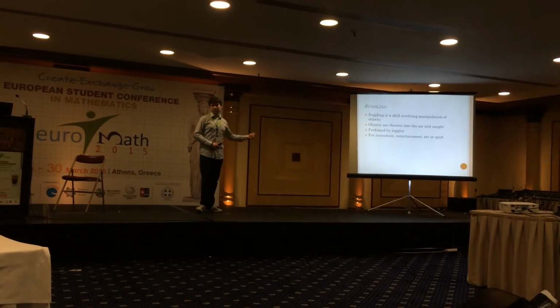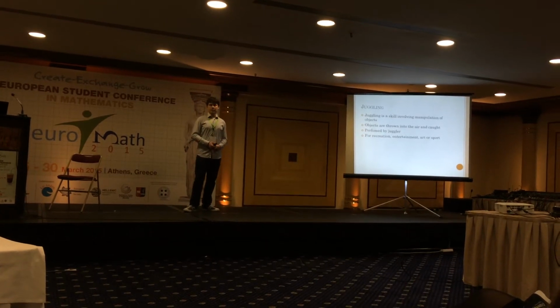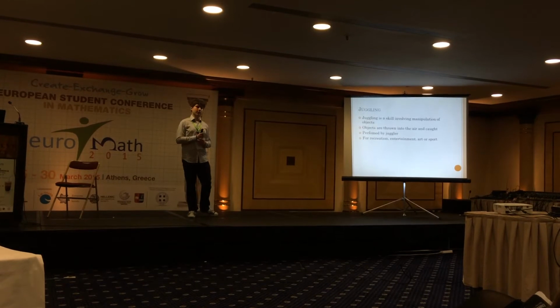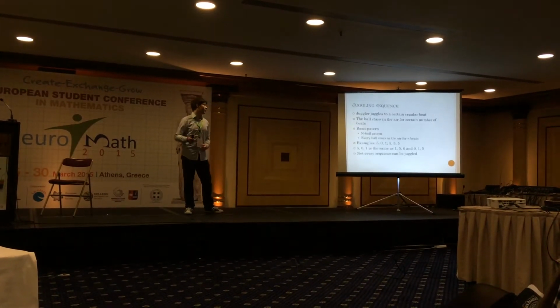So first, juggling. Juggling is a skill involving manipulation of objects. In juggling, objects are thrown into the air and then caught again. It's performed by a juggler, and it's done for art, entertainment, sport, and so on.